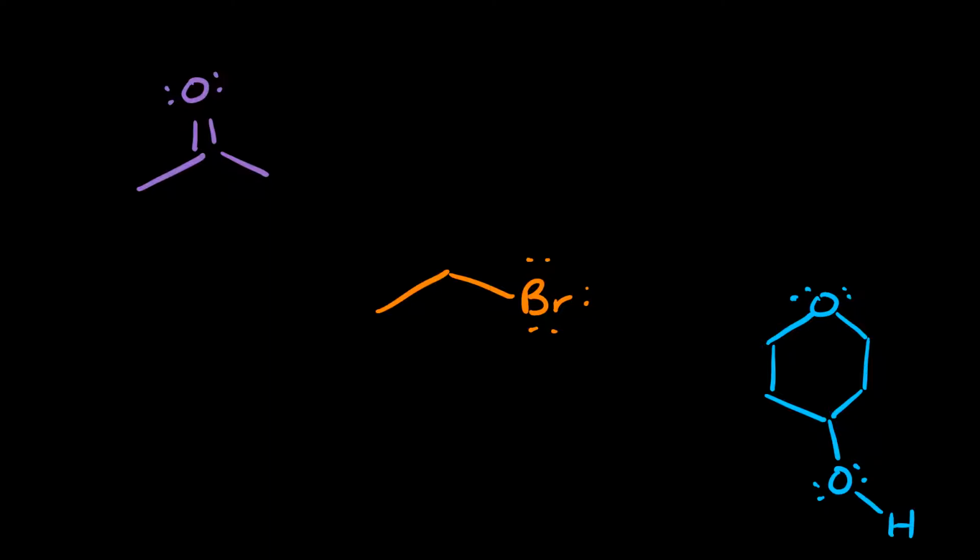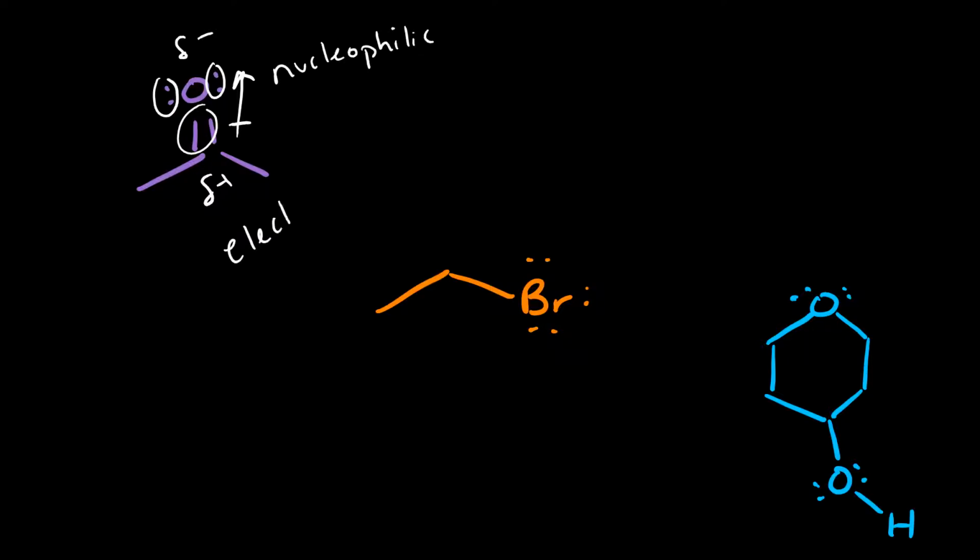So for example, if we look at this structure here, we have a dipole. So we have a delta plus, delta minus charge distribution, and we have some lone pairs. We have pi electrons. So we have potential nucleophilicity, so nucleophilic, and then also potentially electrophilic regions of this molecule.